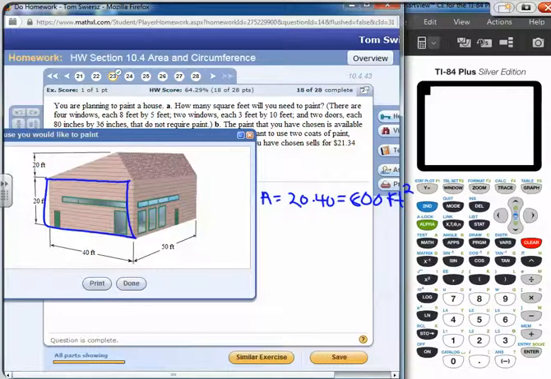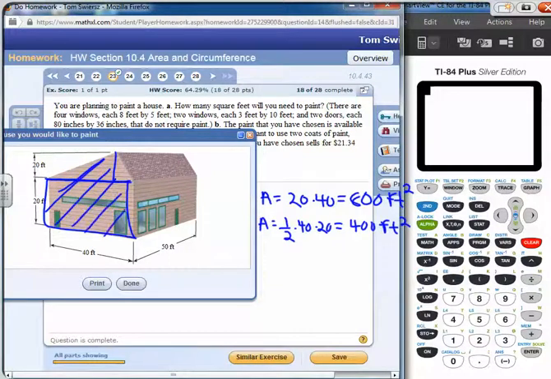Then the top part is a triangle, its height is 20, and its base is right here, which is the 40. So the area is 1/2 of the base times the height, 40 times 20, which is 400 square feet. The bottom rectangle and the top triangle added together is 1,200 square feet: 800 for the rectangle, 400 for the triangle.